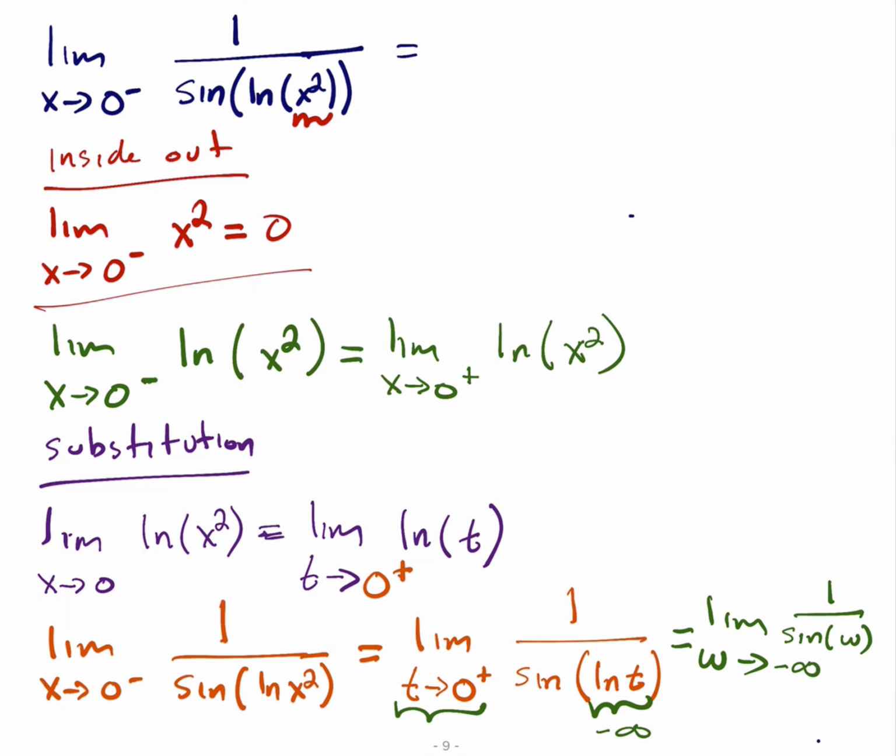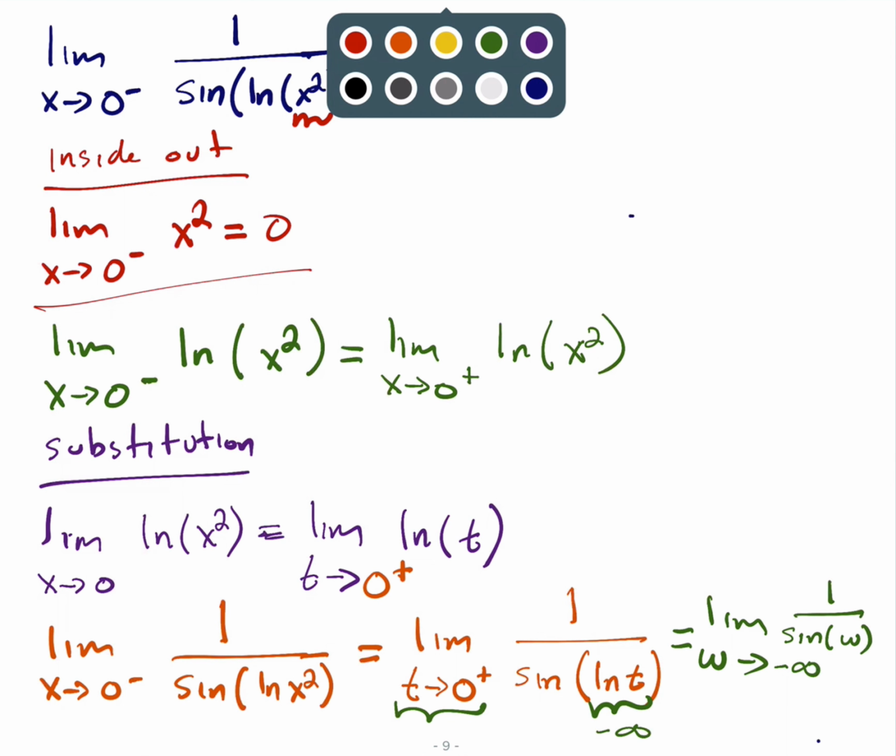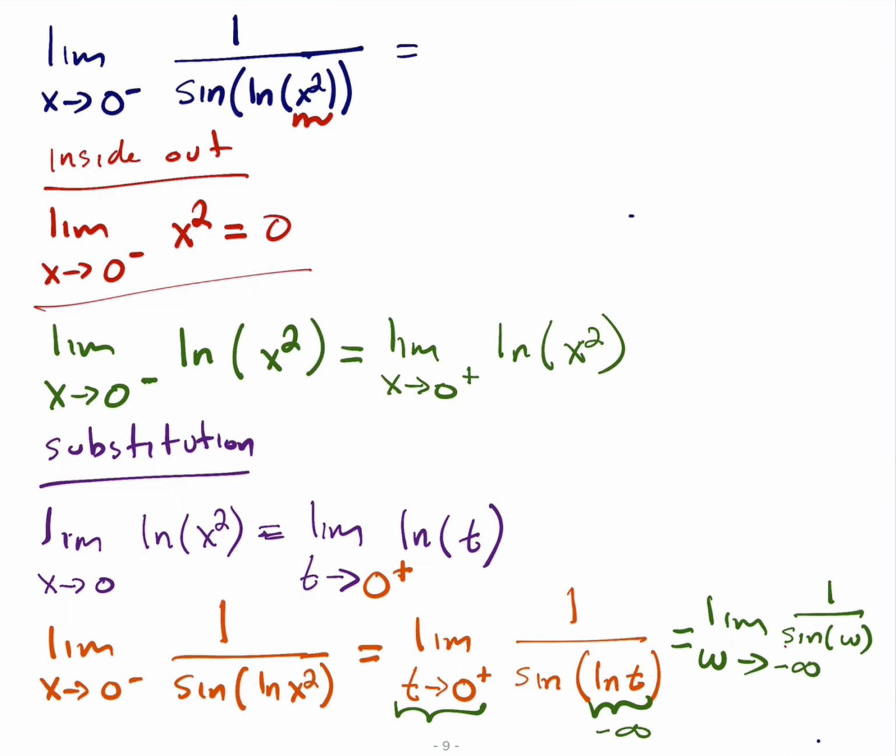What's the limit as W goes to minus infinity of 1 over sine of W? Well, let's see here. As W goes to minus infinity, where does sine of W go? Doesn't go to positive infinity. Does not exist. It oscillates, exactly. Between what? 1 and negative 1, right?